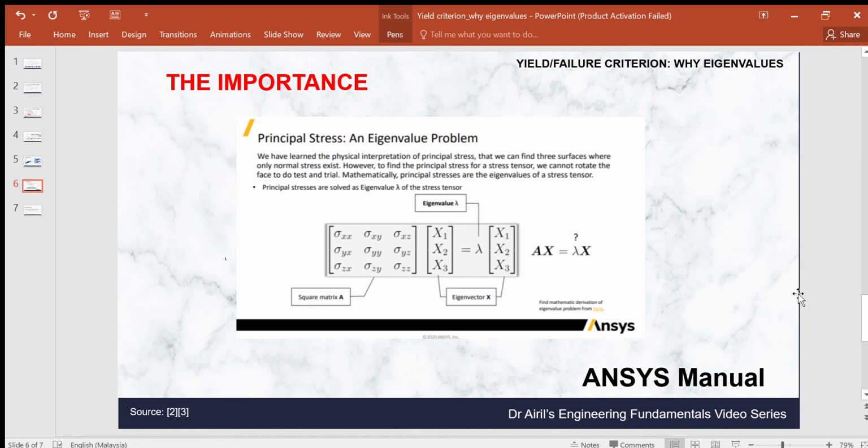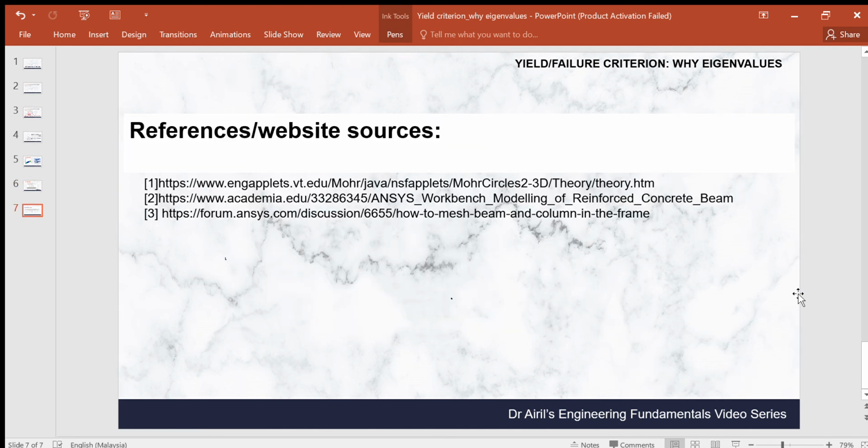That's all for this video. In the next video, we will detail further the eigenvalue problems, the calculations, and the procedure for the principal stresses as well as their directions.